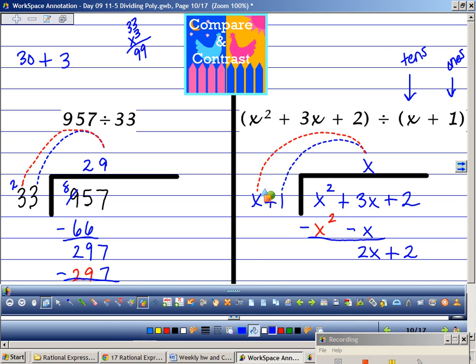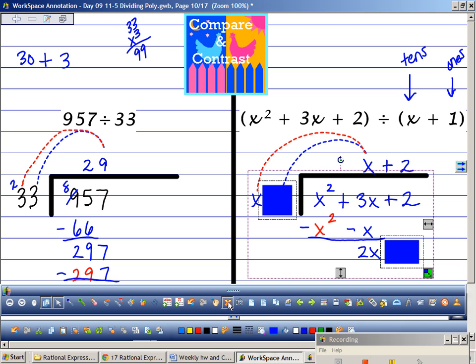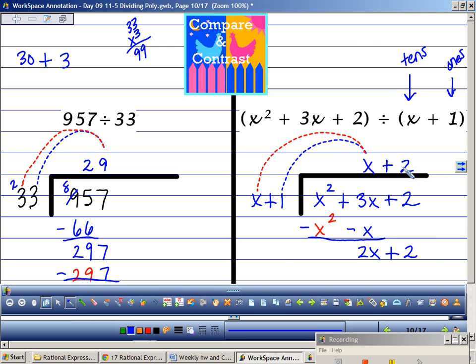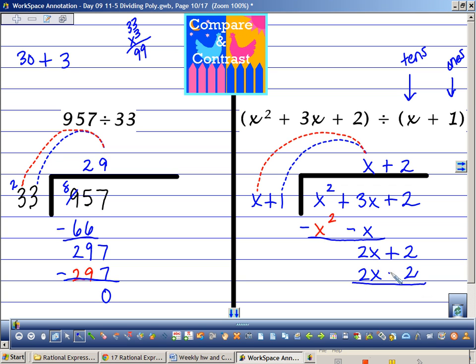Okay, so remember what we did? We ignore everything else. X goes into 2x how many times? What am I going to multiply first? The ones column. What's 2 times 1? What's 2 times x? Draw the line. Change the sign. What's my remainder? So x squared plus 3x plus 2 divided by x plus 1 is x plus 2. It's not really that hard. It really is.